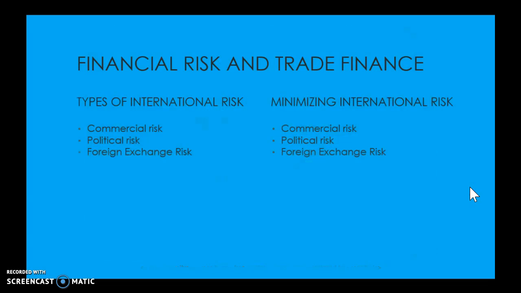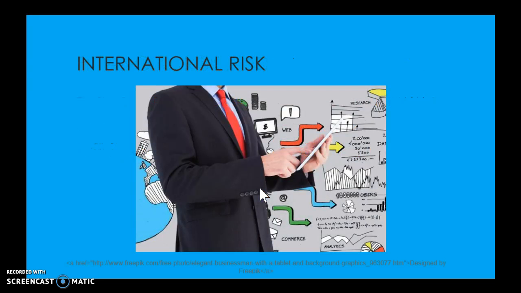So that little vignette is a very good example of one of the risks that we'll spend some time on, namely foreign exchange risk. And I'd like to talk about various types of risks, specifically commercial, political, and foreign exchange risk.